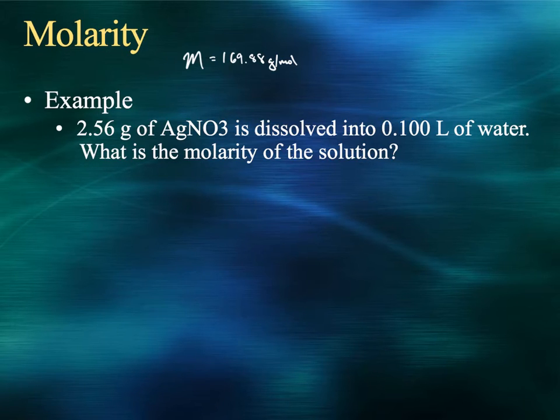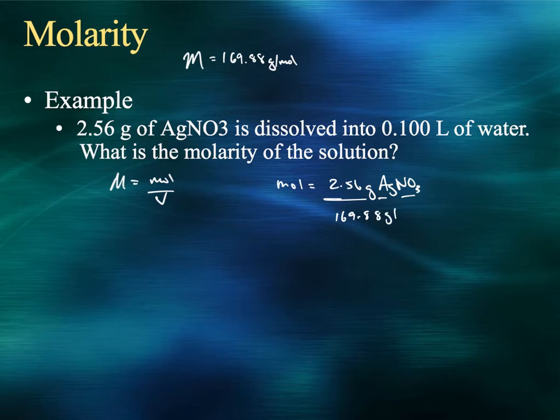So once again, your equation for molarity is moles divided by volume in liters. I don't have moles here, but I do have grams, and I can very easily find the moles by taking the 2.56 grams of AgNO3, dividing by its molar mass, which is 169.88 grams per mole. So that's going to give us 0.0151 moles.